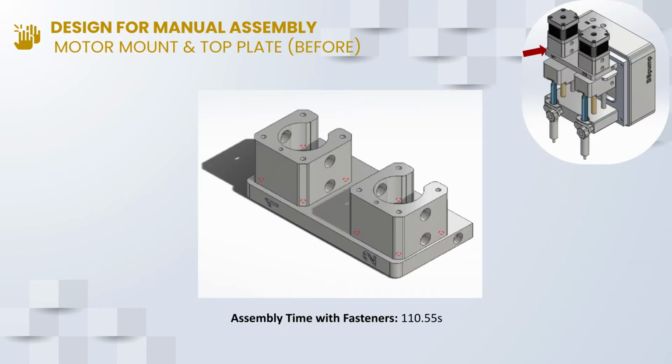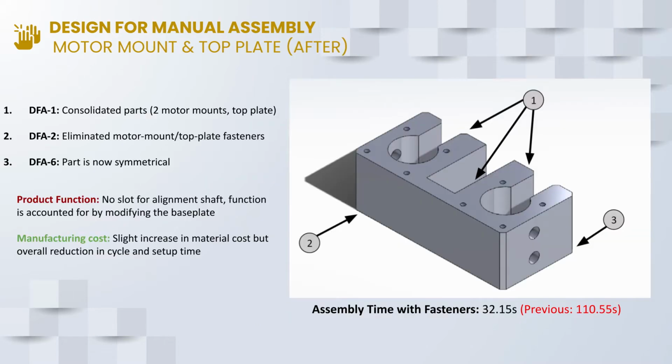Now moving on to the motor mount and top plate, we can see that 8 screws are required to secure the motor mounts to the top bracket, shown with the red dashed circles. These screws drove the assembly time to be 110 seconds. By consolidating these parts, we eliminated the fasteners entirely. We also made the part symmetrical so it could be flipped in either orientation during assembly. The assembly time was reduced from 110 seconds to 32 seconds. The redesign lost the holes in the top bracket for the alignment shaft, so we modified the base plate and plunger blocks to make up for the lost functionality.